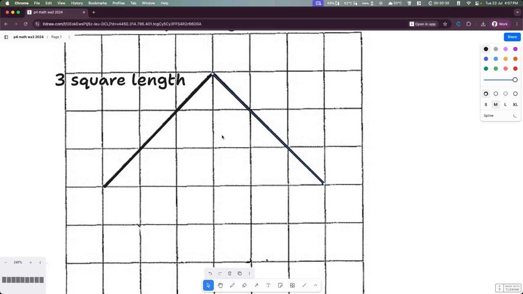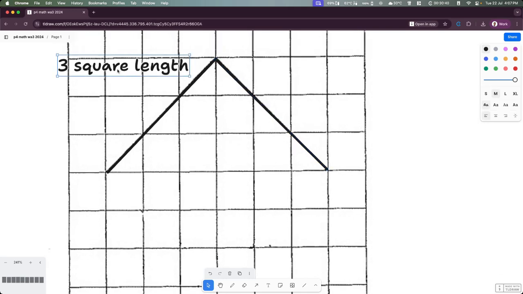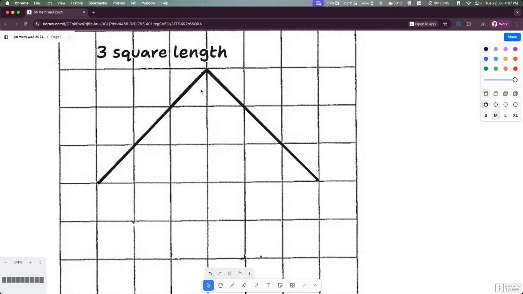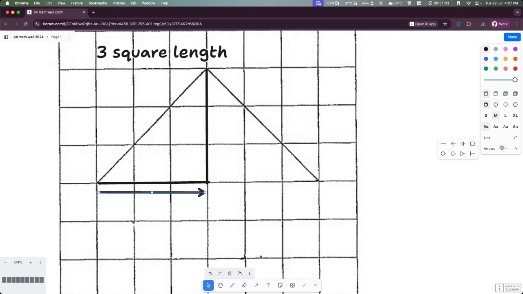Now, if you want to draw a square, the easiest way is, in this case, you can draw a rectangle. There are many ways to do it, to be honest. So you can draw a rectangle, and now it's easier for you to measure the length. In this case, this is 3 SQ. SQ is just squares. Okay, 3 squares.